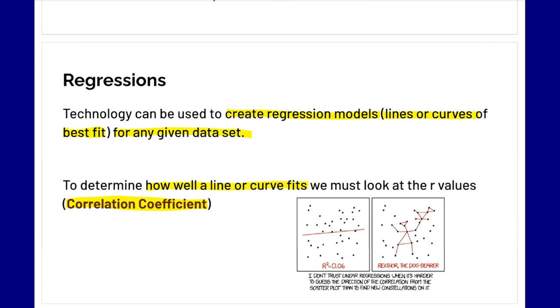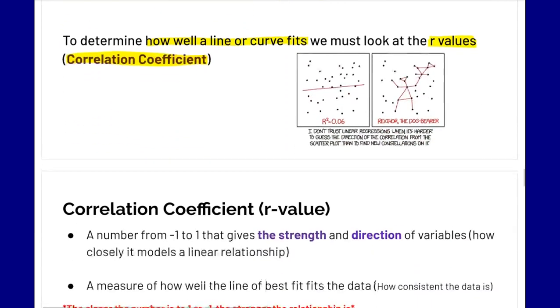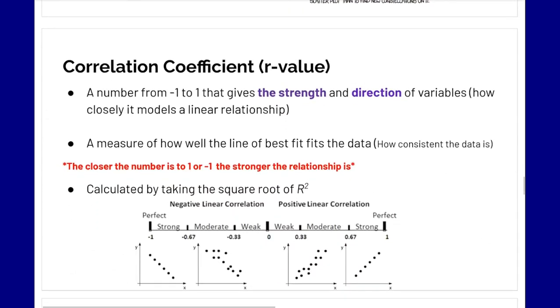And don't worry, you don't have to do any calculations. We are basically going to be using Excel or Google Sheets to do this for us. So how well does a line or curve fit? We look at the R values. The R value is a number from -1 to 1 that gives the strength and direction of variables and how closely it models a linear relationship.